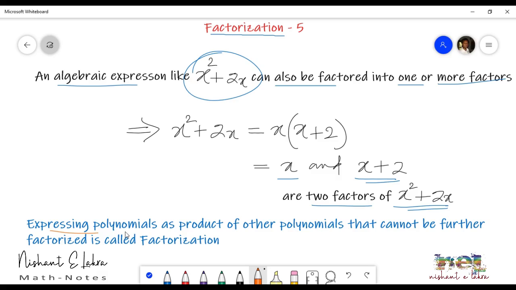Now expressing polynomials as product of other polynomials that cannot be further factorized is called factorization. When we talk about the definition of factorization, expressing a polynomial as a product of other polynomials that cannot be further factorized is called factorization.